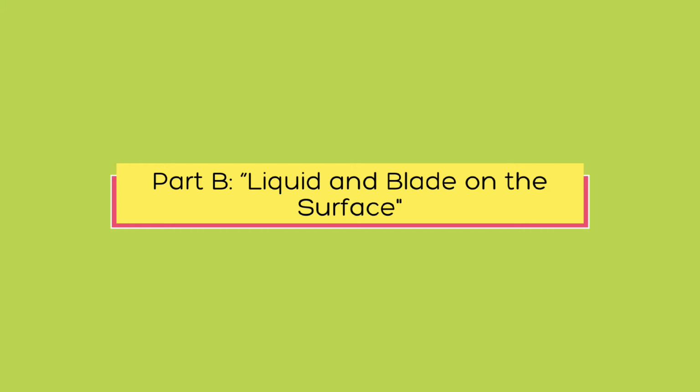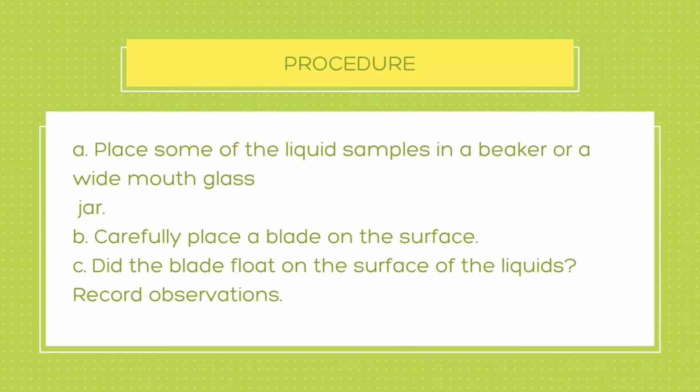Liquid and blade on the surface. Procedure: place some of the liquid samples in a beaker or a wide mouth glass jar. Carefully place a blade on the surface. Did the blade float on the surface of the liquids? Record the observation.